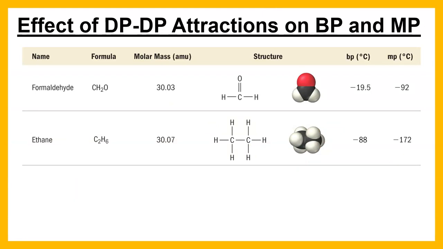In AP Chem, you'll often be given some data, and they may ask you to compare things. So you can see here the boiling points and the melting points. This one on the bottom, ethane, is non-polar. Compared to a polar one, you can see how much higher boiling point and higher melting point it has compared to a non-polar one.